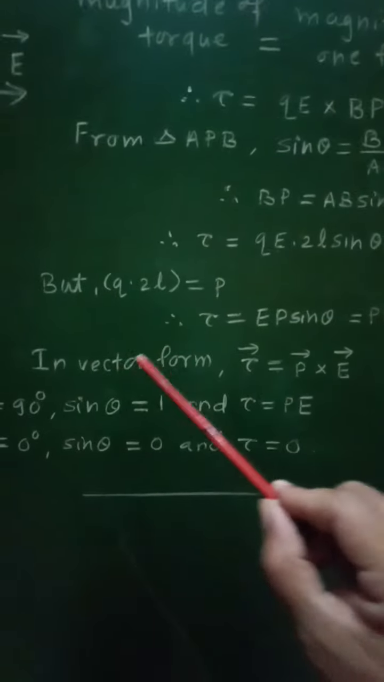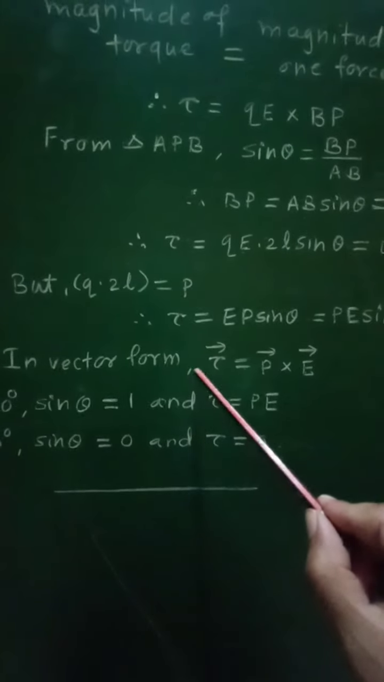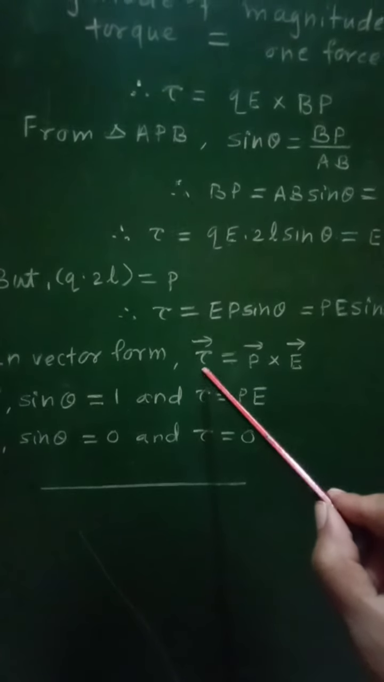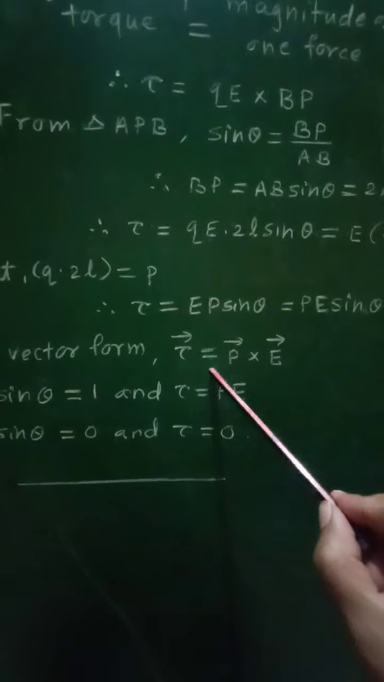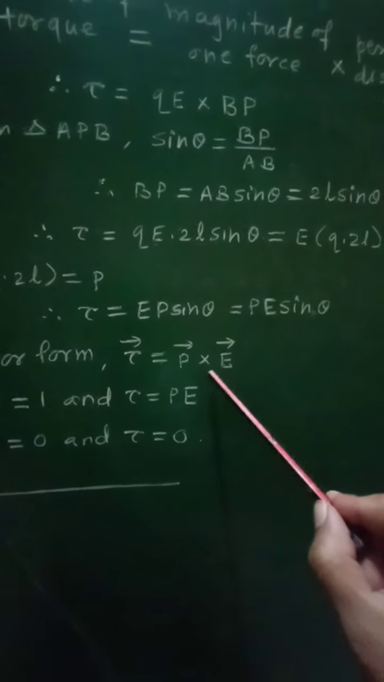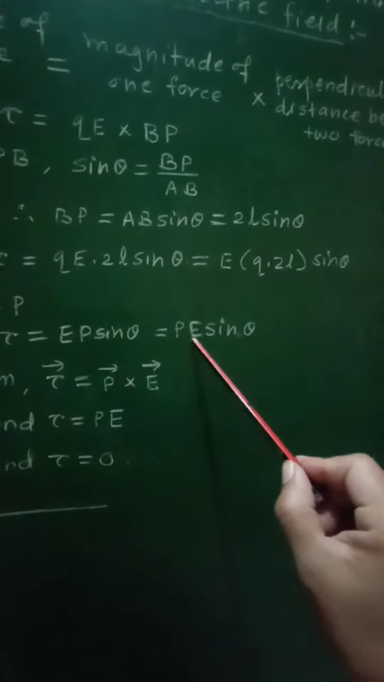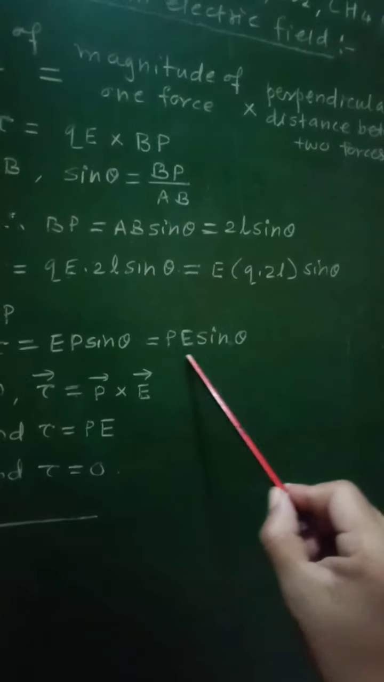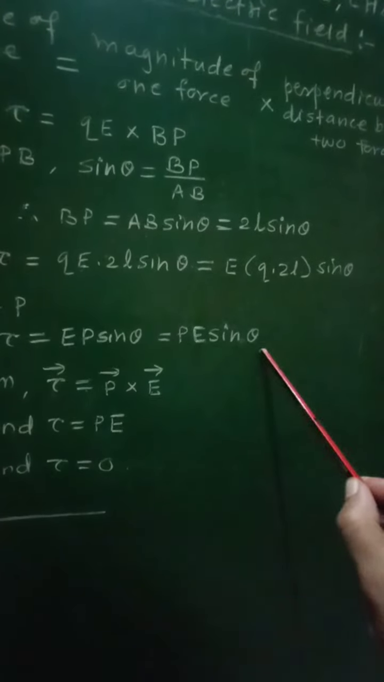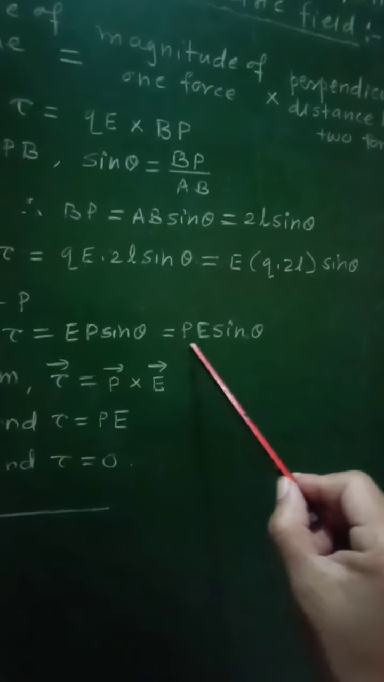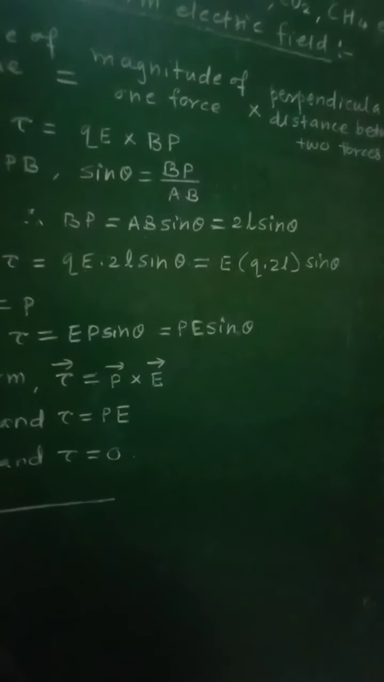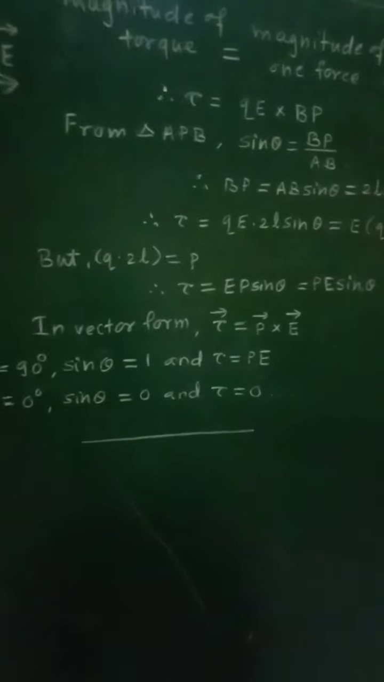Now in magnitude and direction, that is in vector form, it will be written as vector torque is equal to vector P cross vector E. Because it is PE sine theta, this will represent the vector product of two vectors P and E. So from this let us consider two different cases.